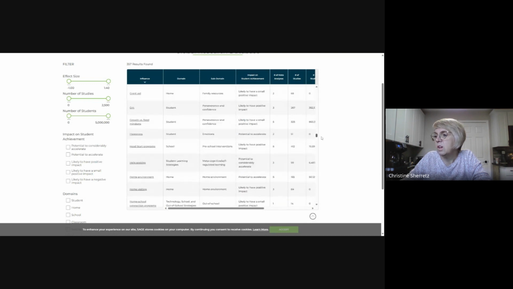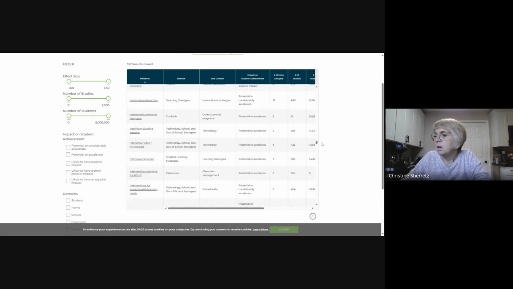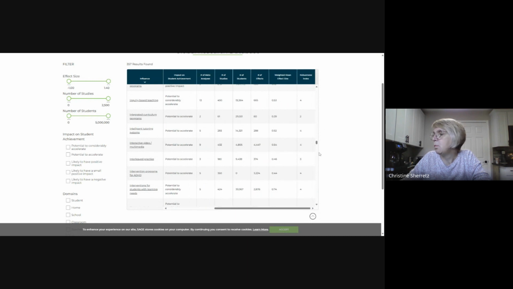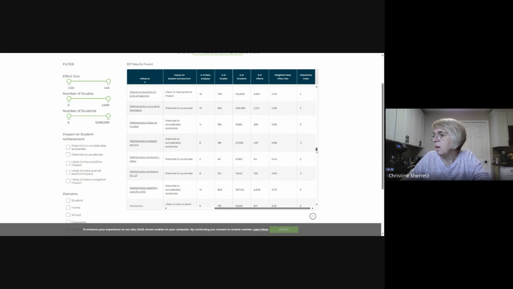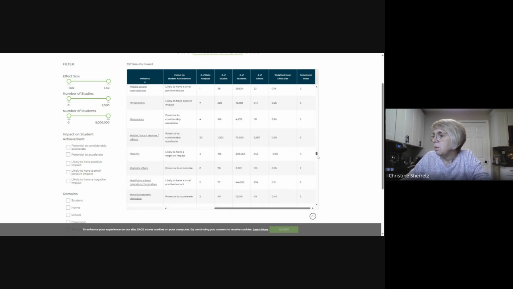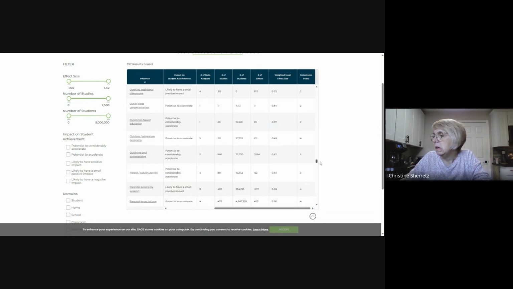So what I like about this one is that you can go and see all of the different interventions and so forth, and really what are those top interventions for students with learning disabilities. 0.74, that's high. Of course, we want to do that. Let me see other ones that are high. I'll give you this website and you can look on here and see. Teacher clarity is one of the top ones that are high.